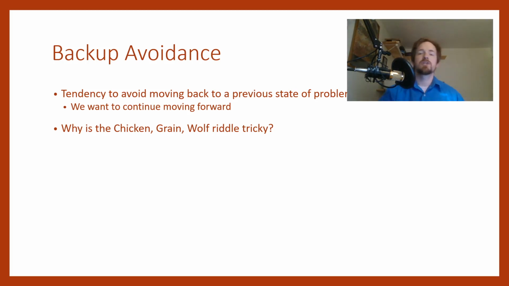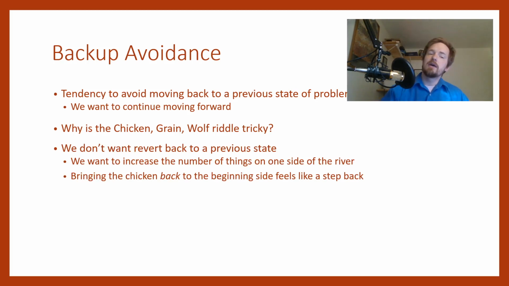So why is the chicken, the grain, and the wolf riddle so tricky? It's because we don't want to revert back to a previous state. We don't want to go back where now we have, instead of 2 things on the island, we take that wolf over there. Now we don't want to bring back and have two things on the first side of the island again, because now we just have one thing over there, right? So we don't want to back up, we don't want to go backwards, and because of that, that makes it kind of tricky.